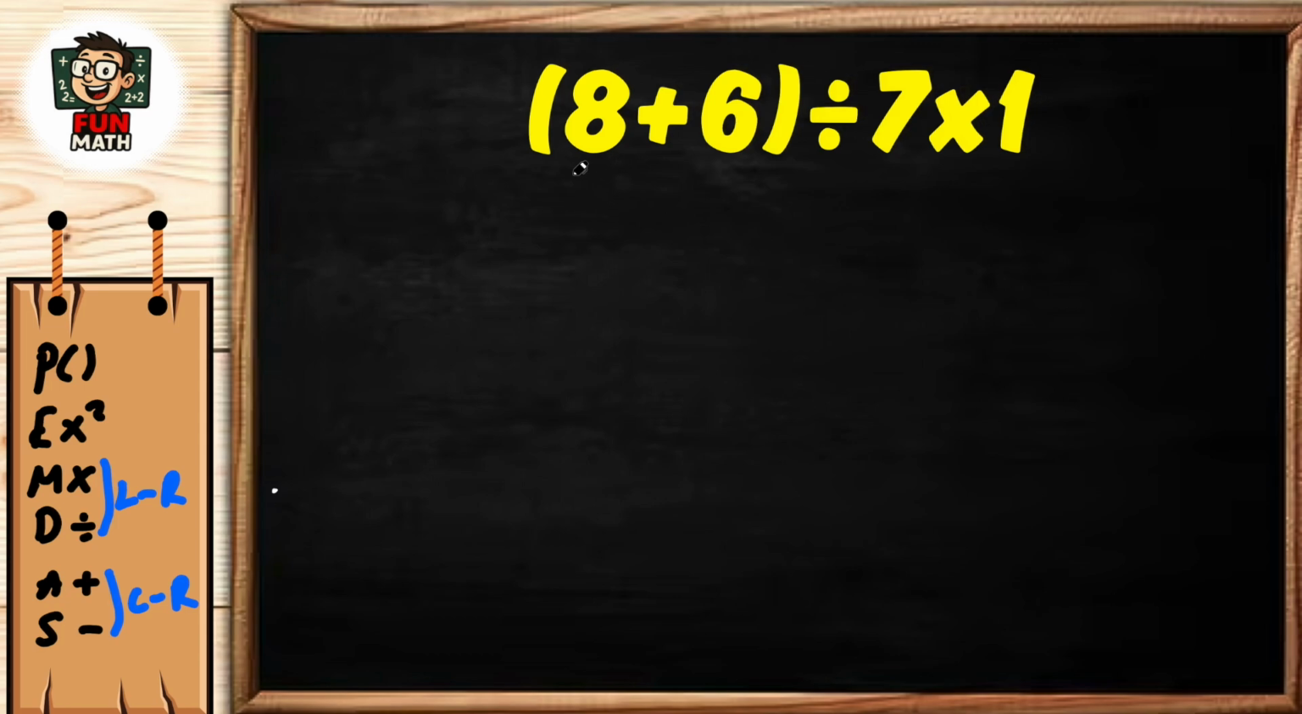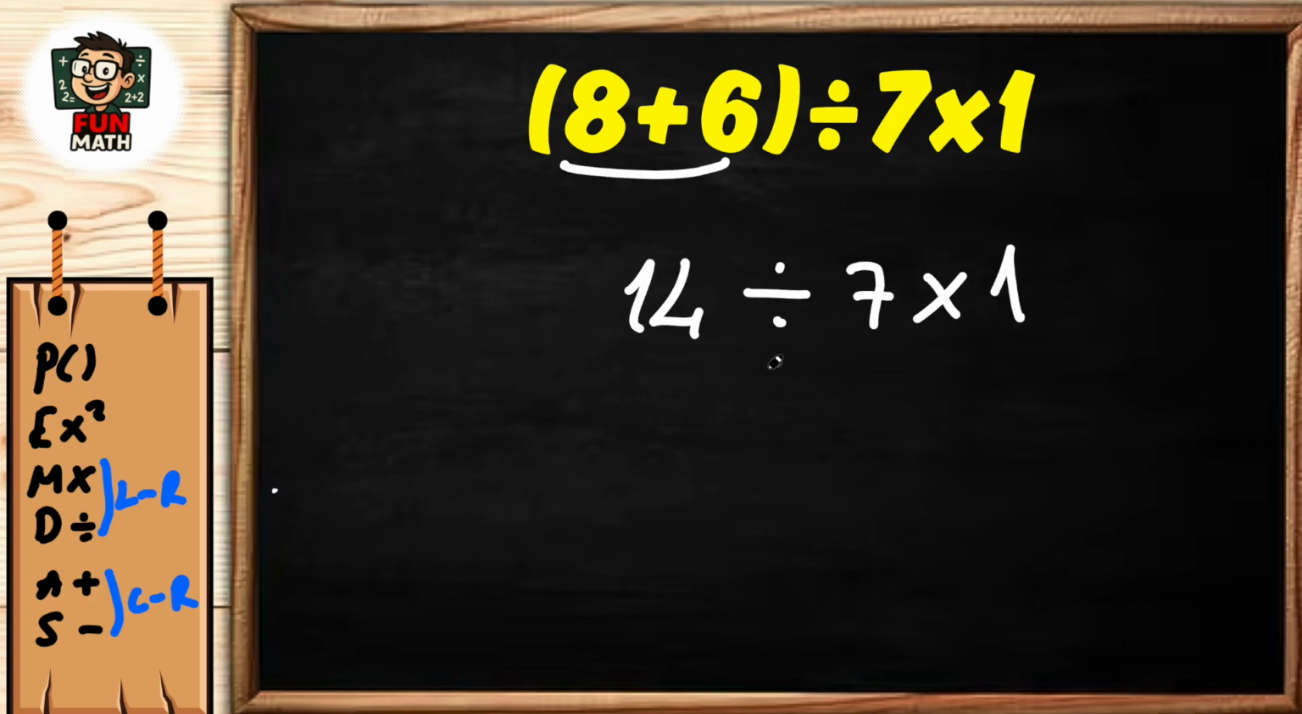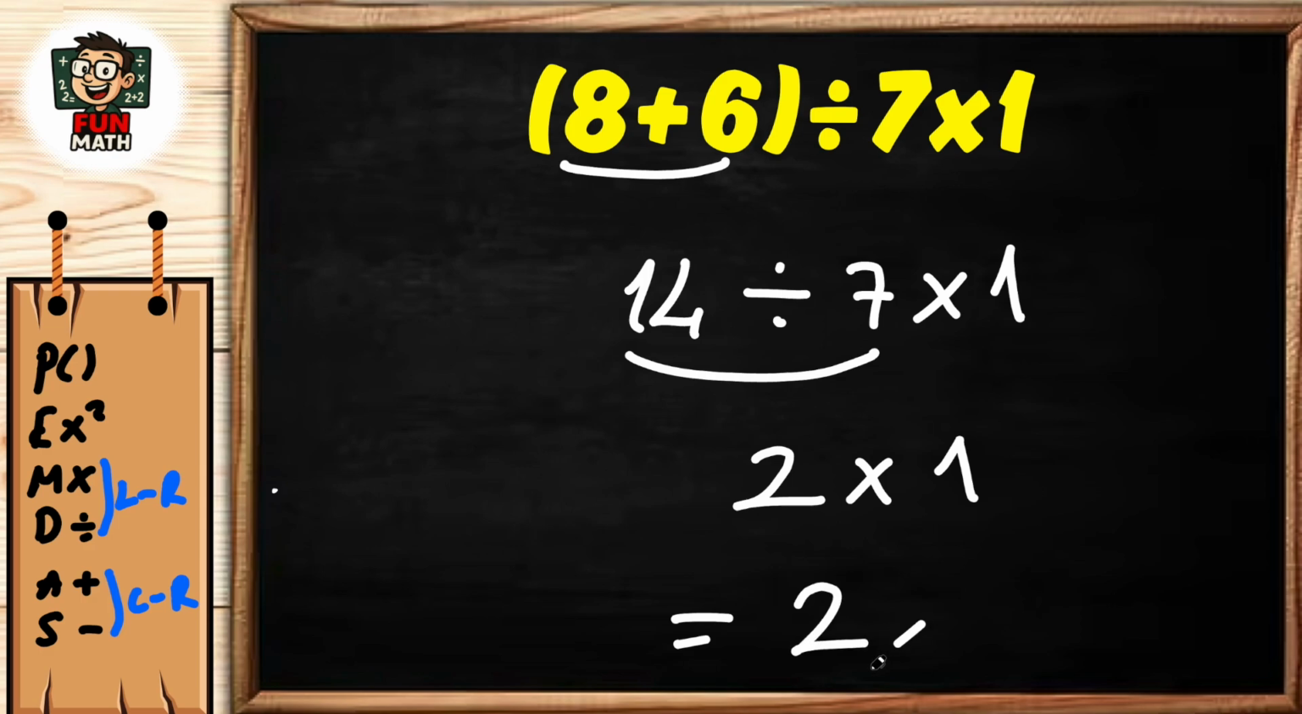First, we do the parentheses. 8 plus 6 equals 14. Now we have division and multiplication left. According to the rule, we work from left to right. Therefore, division is done. 14 divided by 7 equals 2. Last, we multiply. 2 times 1 equals 2.